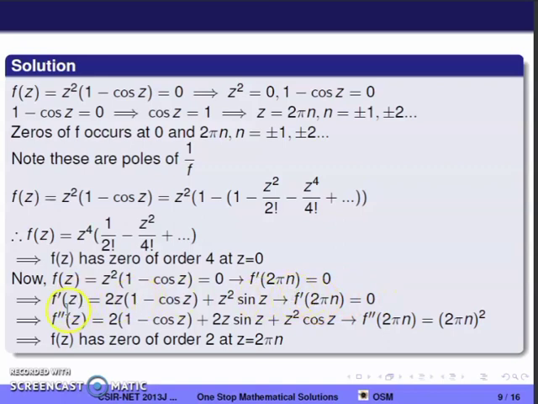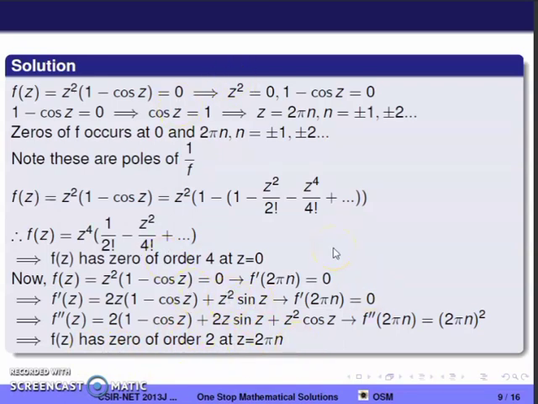Now I am differentiating again. So f double dash of z is equal to 2 into 1 minus cos z plus 2z into sin z plus z square cos z. Now f double dash of 2 pi n we got as non-zero. Therefore f of z has 0 of order 2 at 2 pi n. So these are the orders.